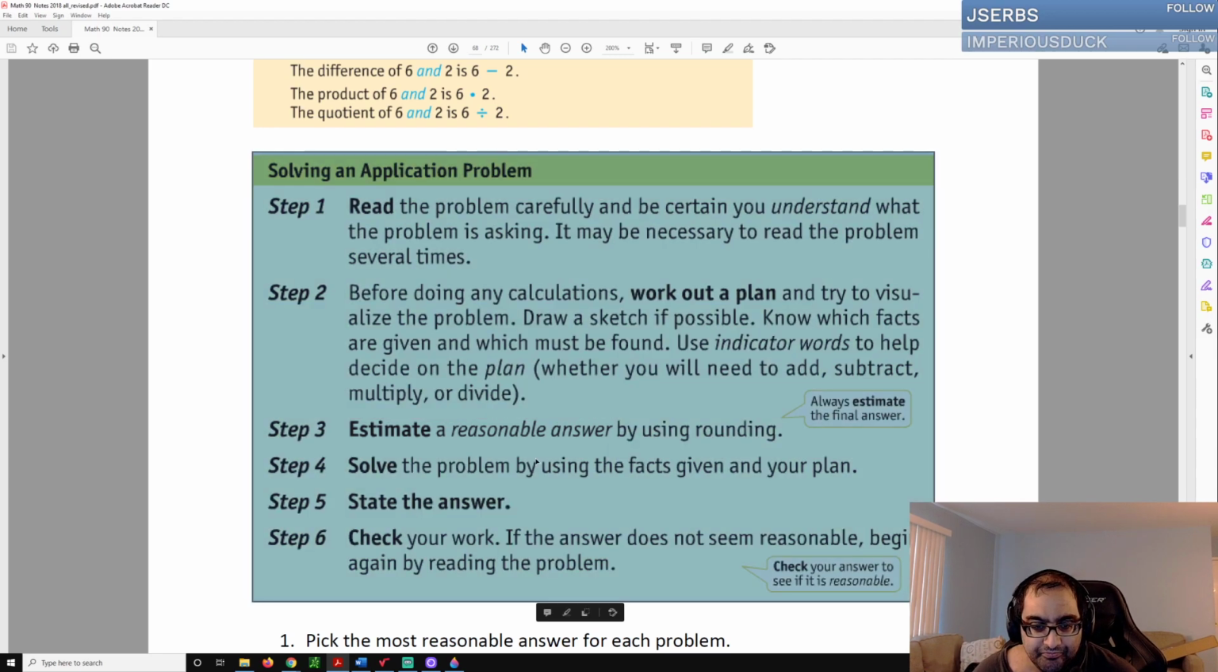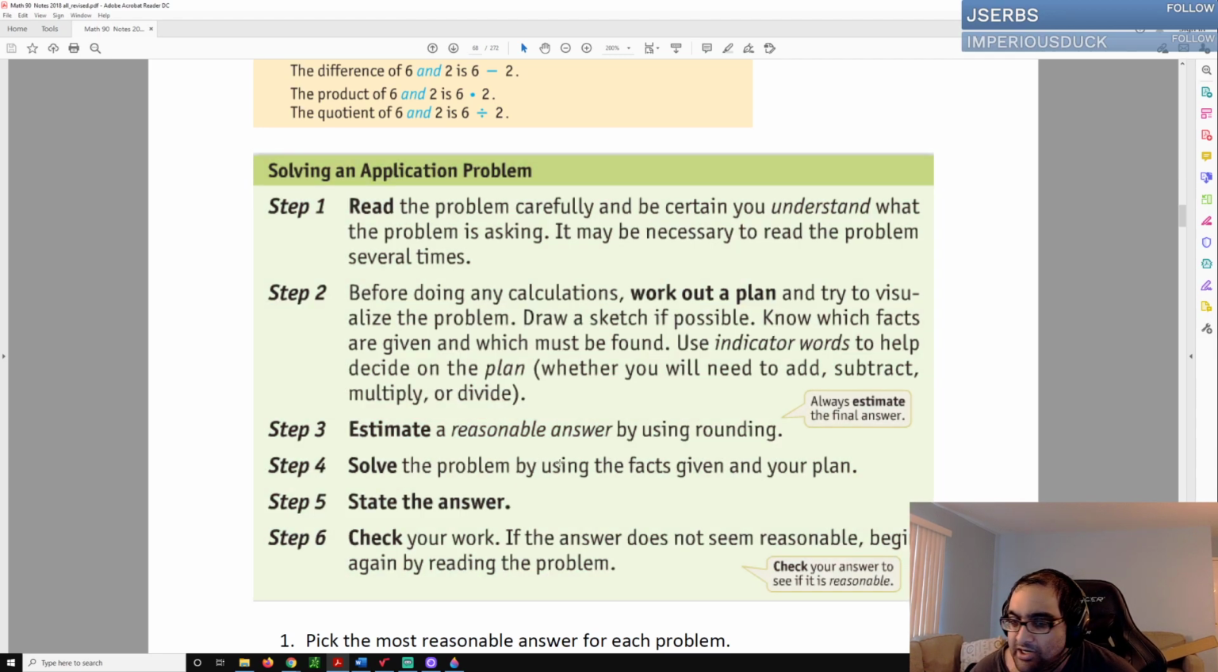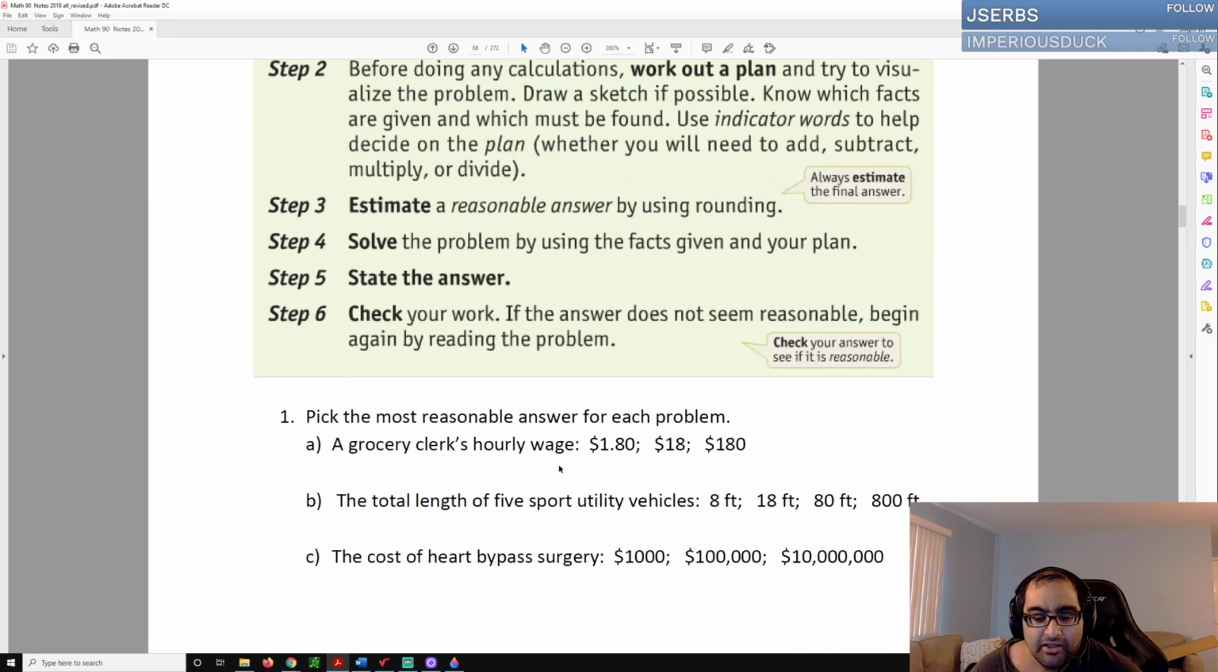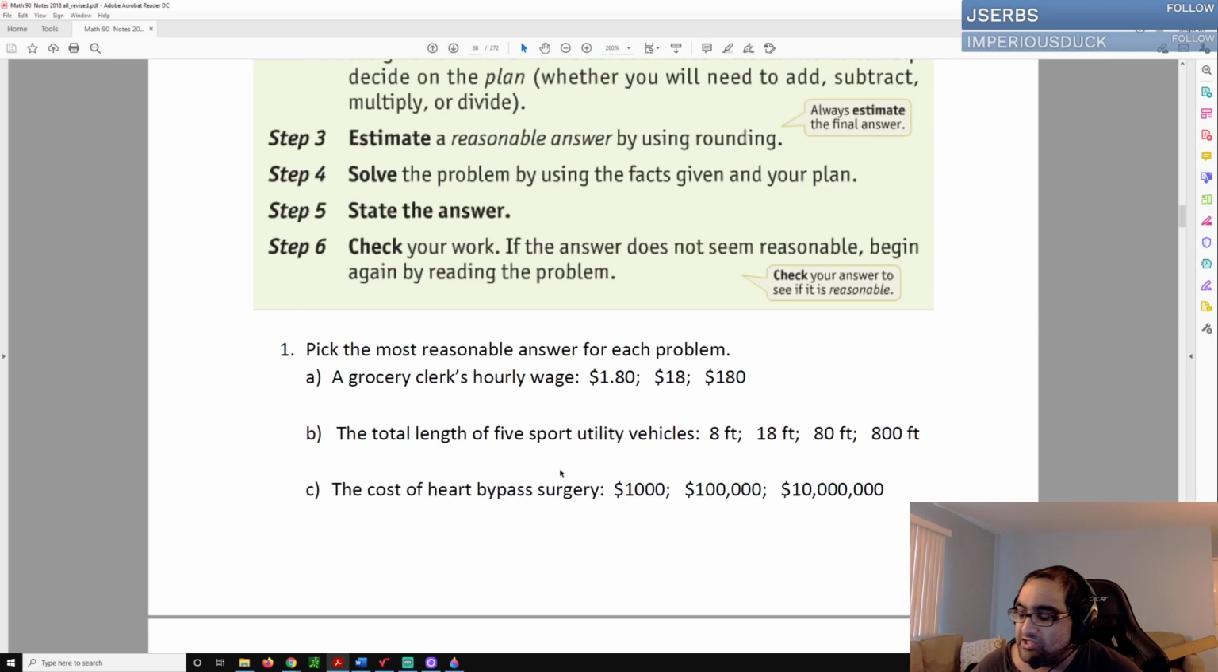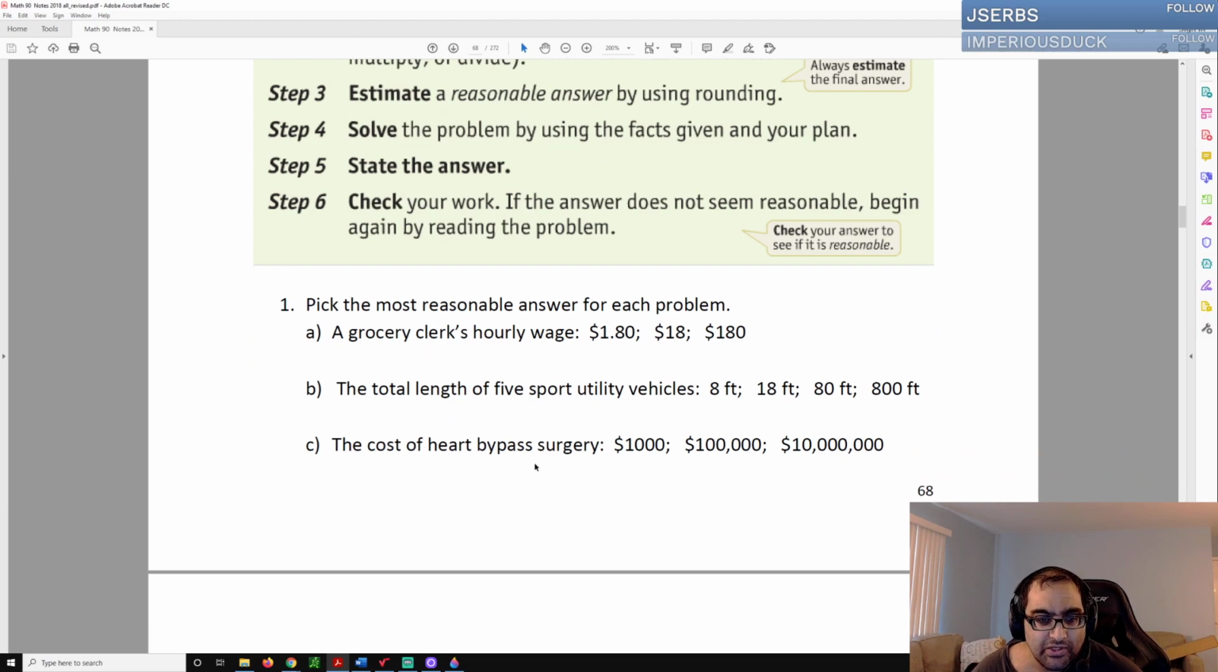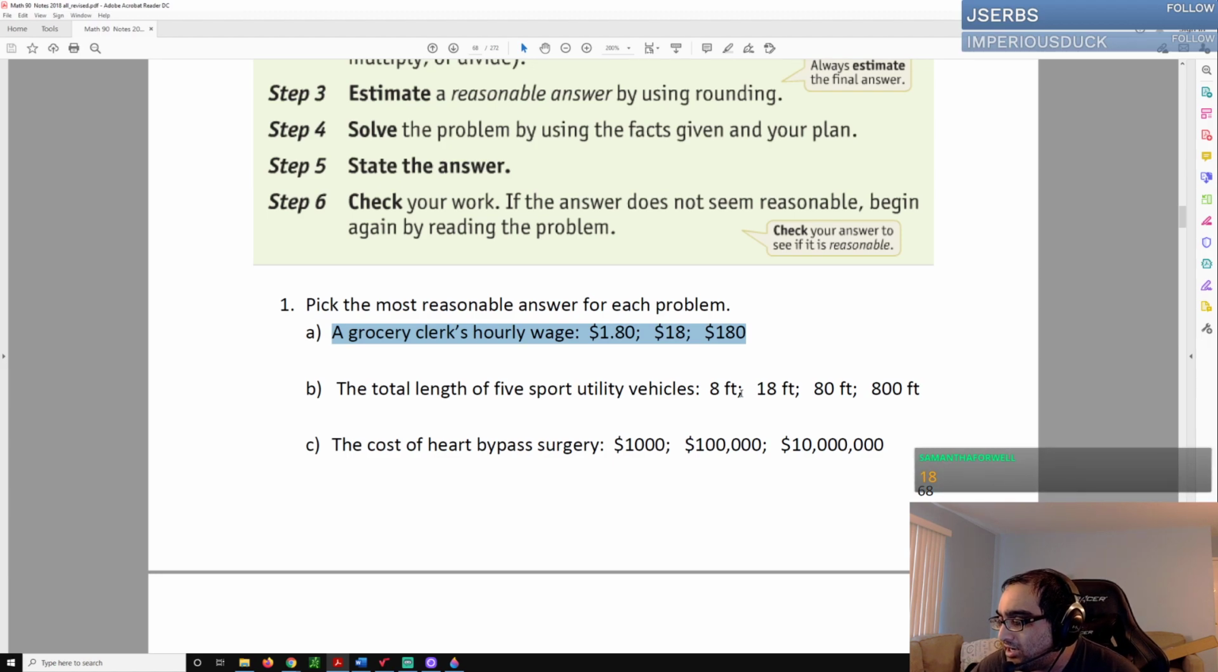Okay, the rest are pretty common sense things, but we're going to take a look at what reasonability means in these first three examples. So really quick, we're going to pick the most reasonable answer for each problem. Let's look at this first one here. Which one's the most reasonable for a grocery clerk's hourly wage? Is it $1.80 an hour, $18 an hour, or $180 per hour?